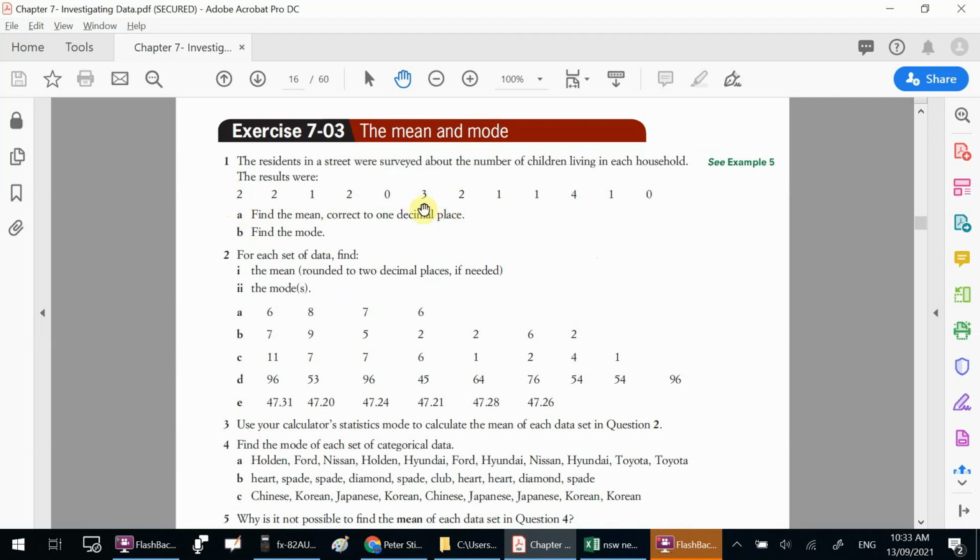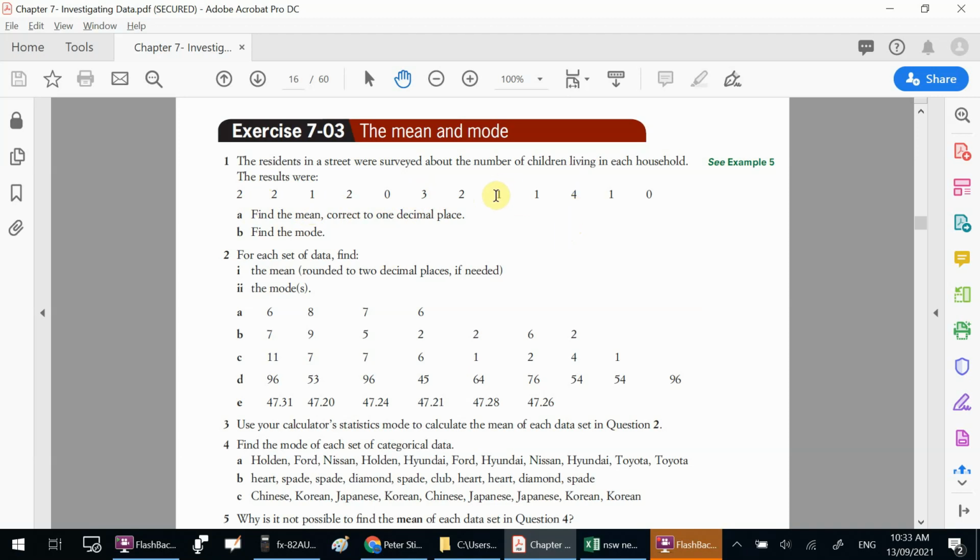With the 0, there's 2 of them. With 1 it's 1, 2, 3, 4. And 2, there's 1, 2, 3, 4. 3's only got 1, and 4's only got 1.